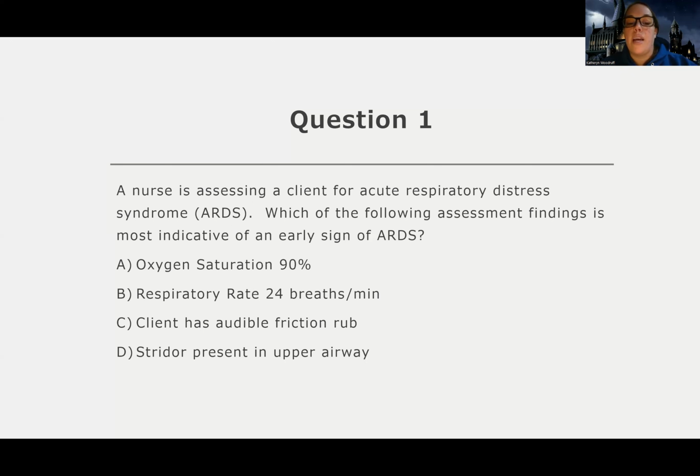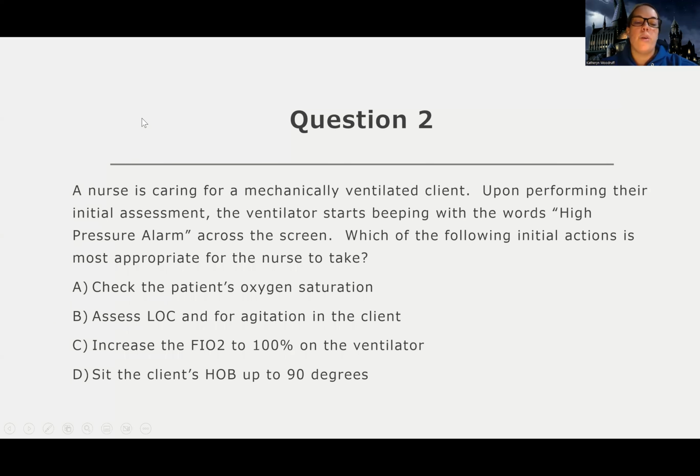Something to know about ARDS, just to review some knowledge, is that when they first start out and have symptoms, their early signs are going to be an increased respiratory rate, restlessness, and irritability. So they start out in a respiratory alkalosis, and then as the disease progresses, they go into a respiratory acidosis. All right. So question 2.